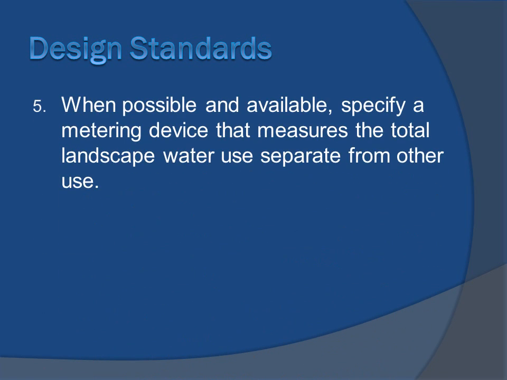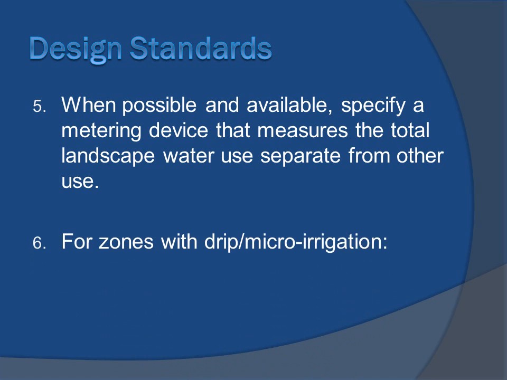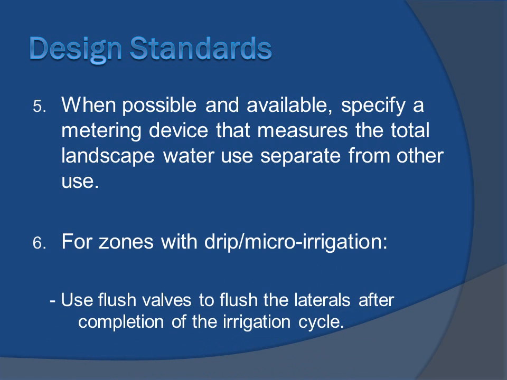When possible and available, specify a metering device that measures the total landscape water use separate from other use. Well, if we have that second meter, it's easy to do that. If not, you'd probably need to do something like an inline meter on the system, so you can actually see how much water consumption is taking place with the system. For zones with drip or micro irrigation, use flush valves to flush the laterals after completion of the irrigation cycle. You don't want those things to get nasty and clogged up.